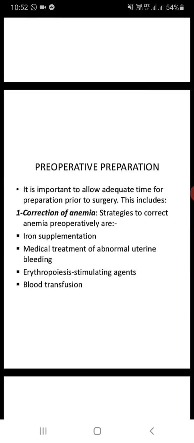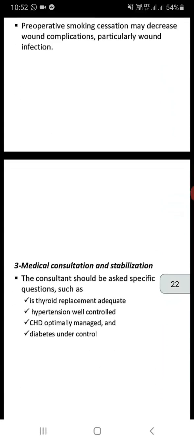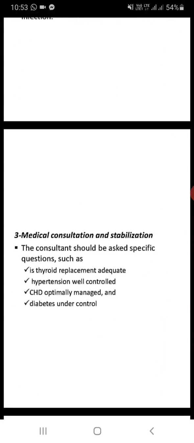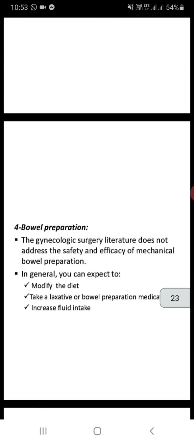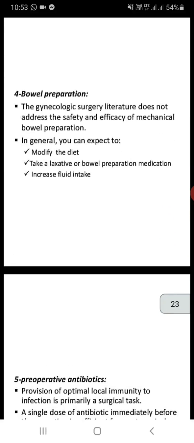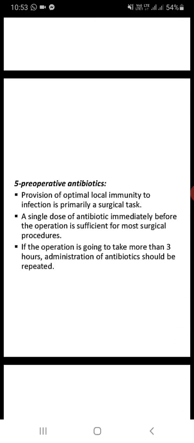Then preoperative preparation. It is important to allow adequate time. Correction of anemia: we should give iron supplementation, medical treatment, erythropoiesis, blood transfusion. Then smoking cessation. Then medical consultation and stabilization, for thyroid replacement, hypertension, CHD, diabetes. Then bowel preparation: the patient should be on a diet, we should empty the bowel, and then give laxatives like that. And preoperative antibiotics, for local immunity to infection, primarily a surgical task.